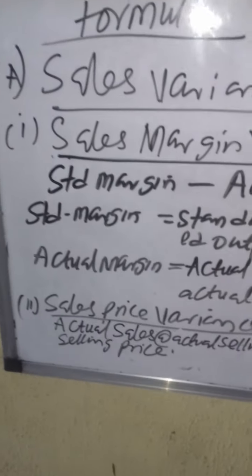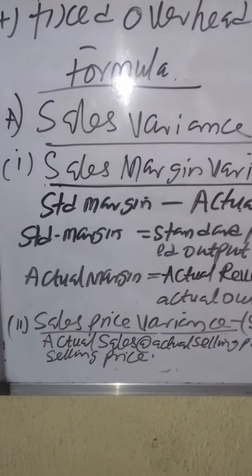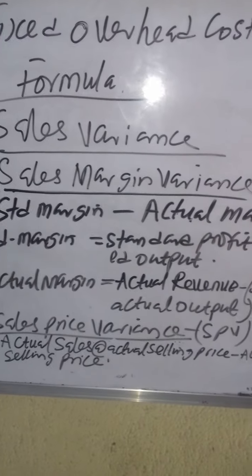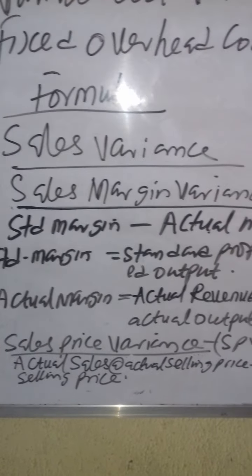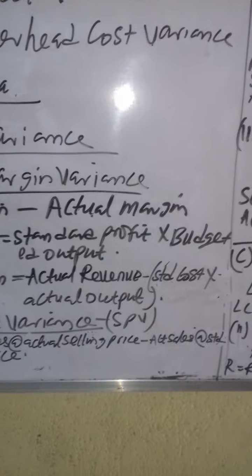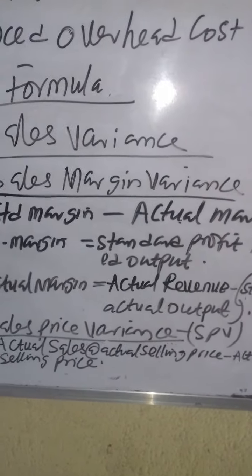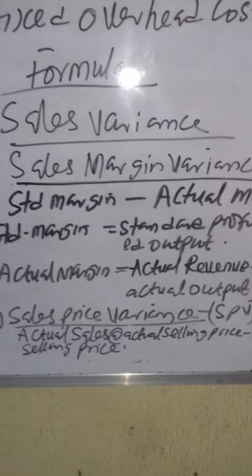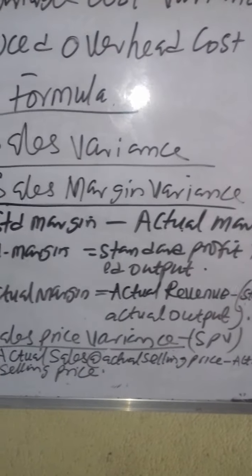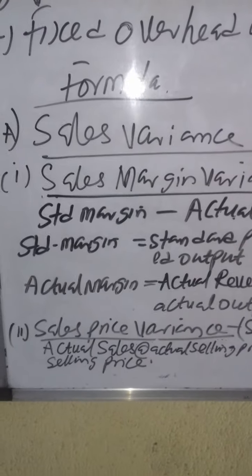We have the first group, sales variance. It's divided into three groups. Sales variance is meant to determine sales margin variance, which will give us standard contribution against actual contribution. So we say sales margin variance is equal to standard margin. The word margin there is sales minus variable cost. Sales minus variable cost will give you margin. So we have standard margin minus actual margin will give us sales margin variance.